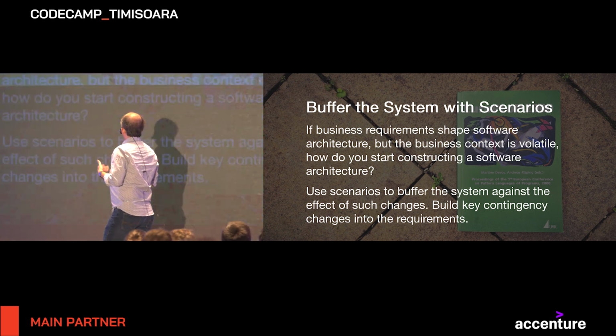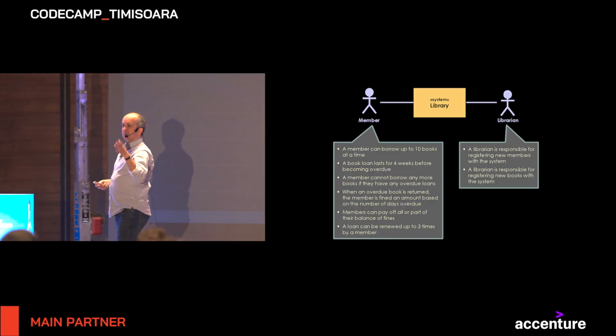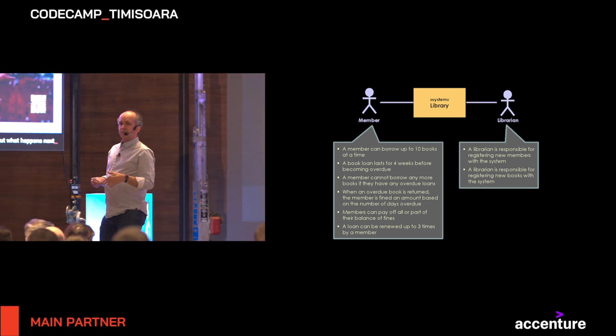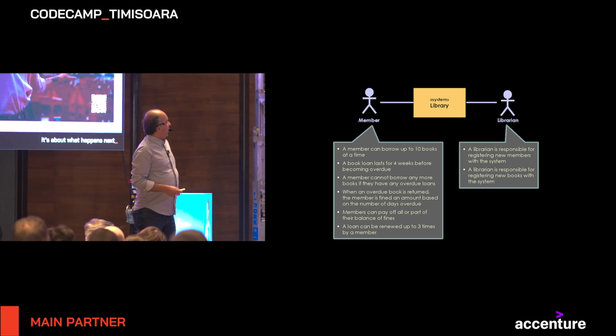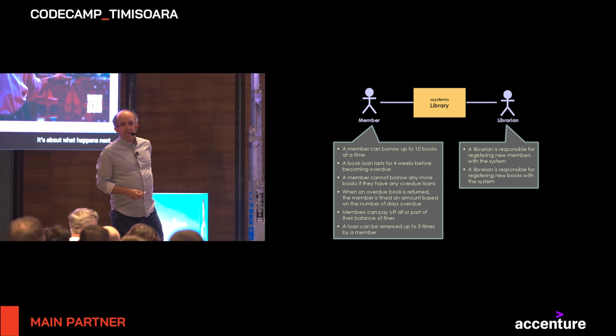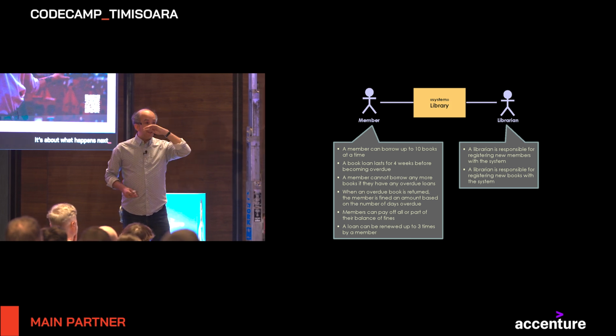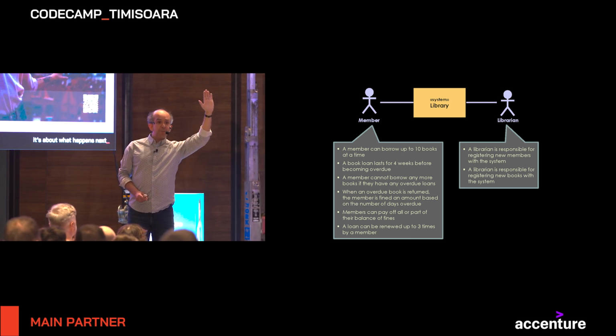Okay, so I'm going to pick a very, very simple example. I'm going to walk you through it just a couple of minutes. But I want to give you a sense. I'm going to use a library system, a book lending library. Can I just have a quick show of hands? Who is familiar with the concept of a library that lends books?